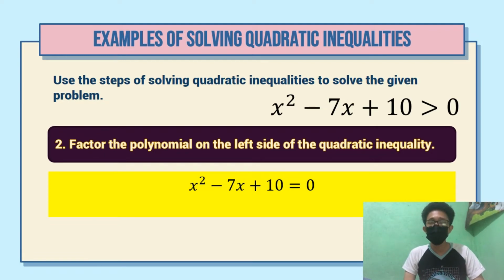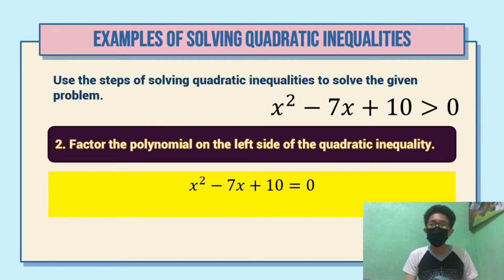So we are going to find the factors of x squared and the factors of 10. For the x squared, our factors are obviously x and x. Now, we will get the factors of 10 whose sum is 7. There are only 2 pairs of factors of 10: 1 and 10, and 2 and 5.